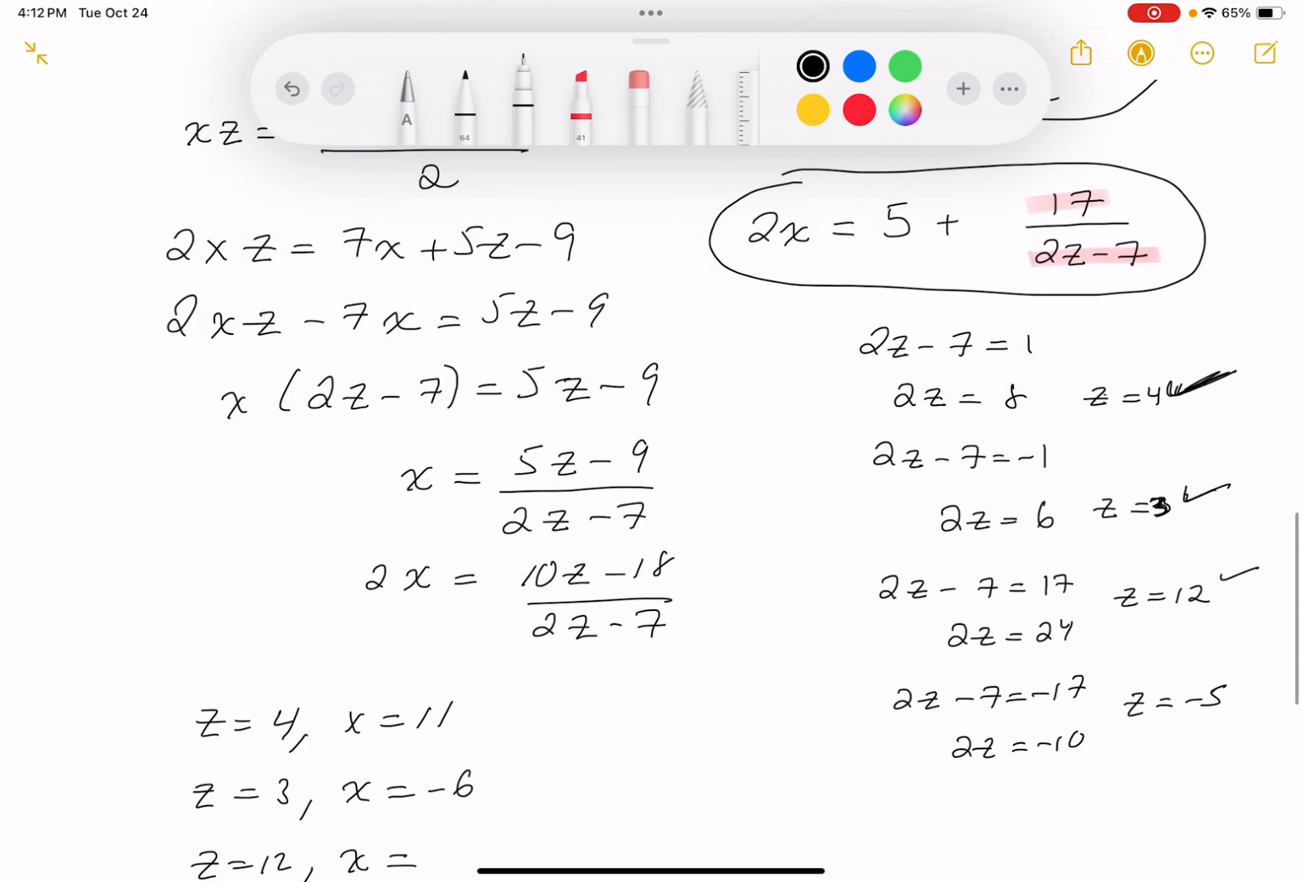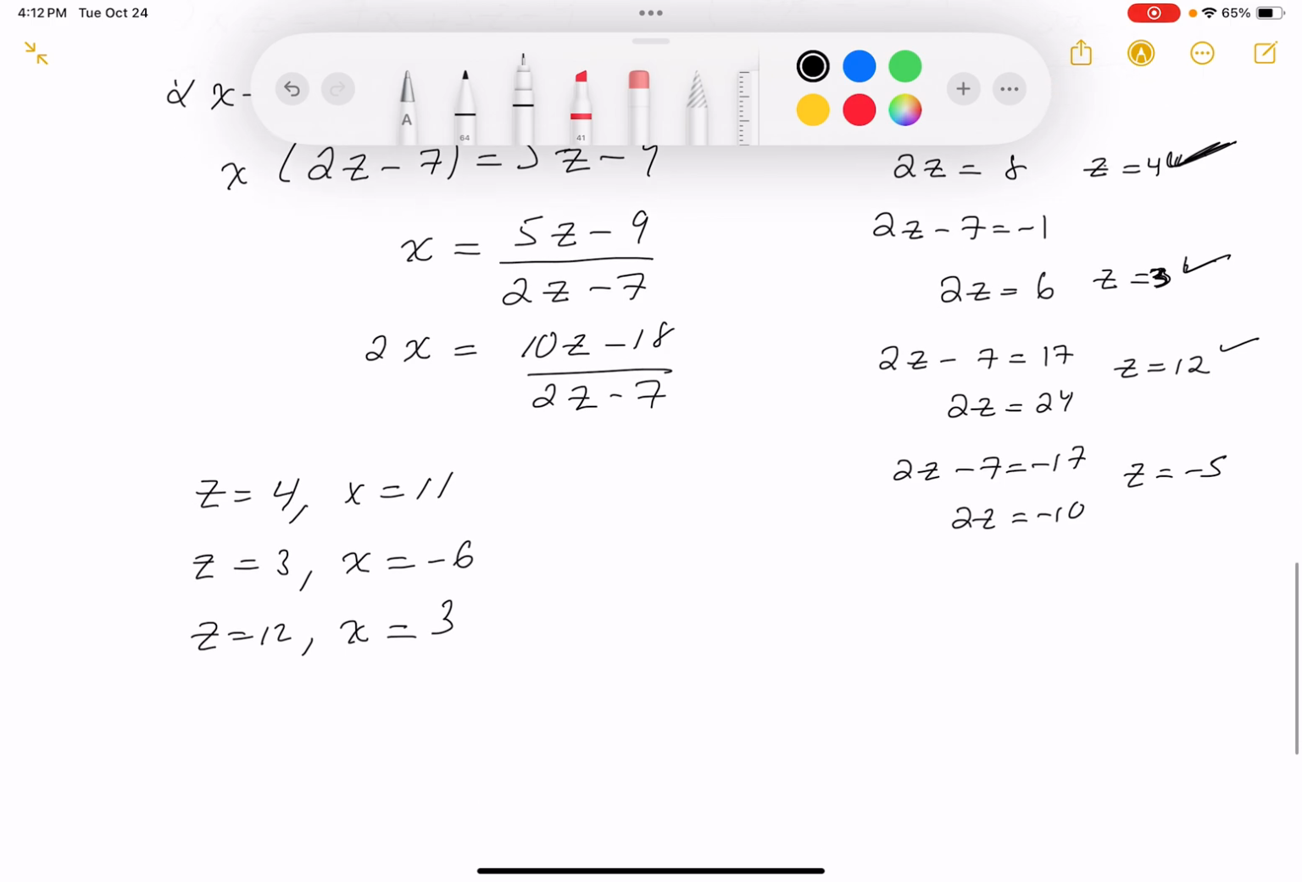And again, I'm trying to figure out what x is. Now, if z is 12, remember, 2 times 12 is 24. 24 minus 7 is 17. 17 minus 17 is 1. You get 6, so 2 times 3 is 6. All right, let's keep moving.